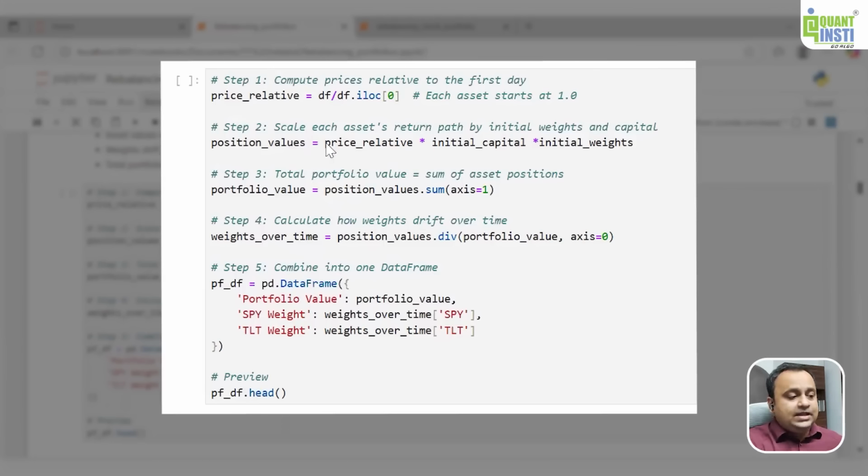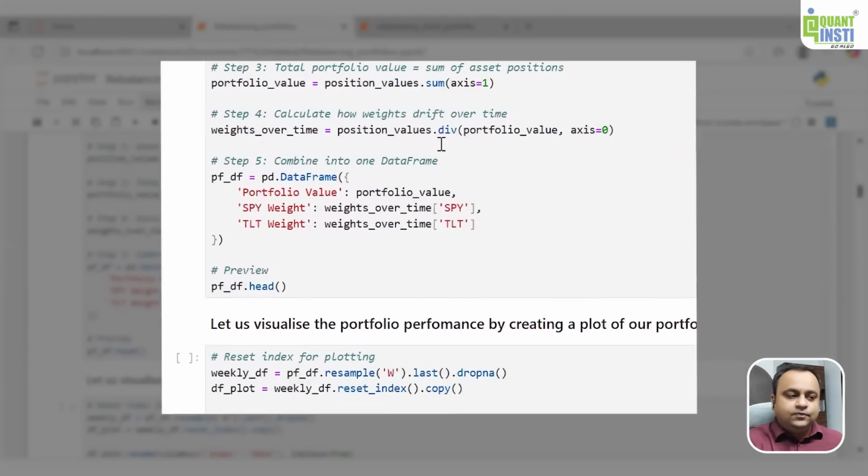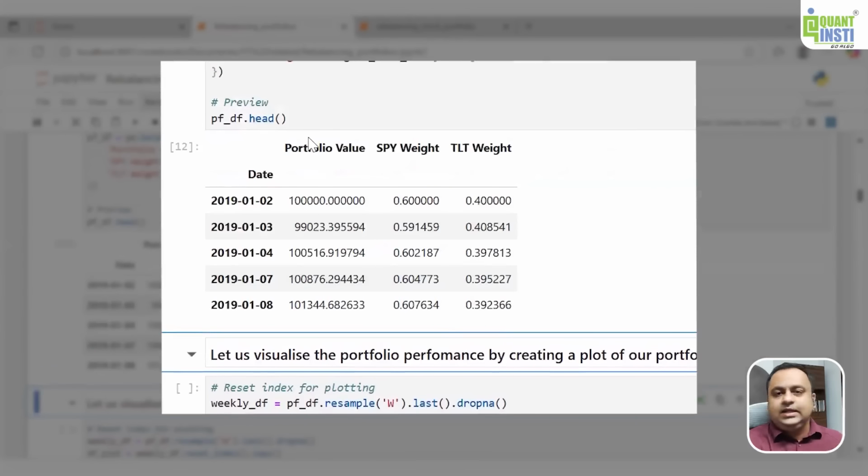Moving on, I need to calculate the position values. So the relative price change from the initial value multiplied by my initial weights. Now these weights are not changing. I'm keeping the weights as 60 and 40. But what is changing is my relative change from the initial value. So I finally calculate the portfolio value by summing it all up and I reach my pf_df.